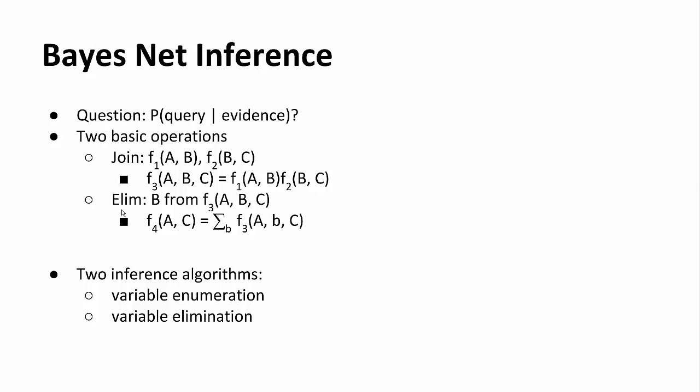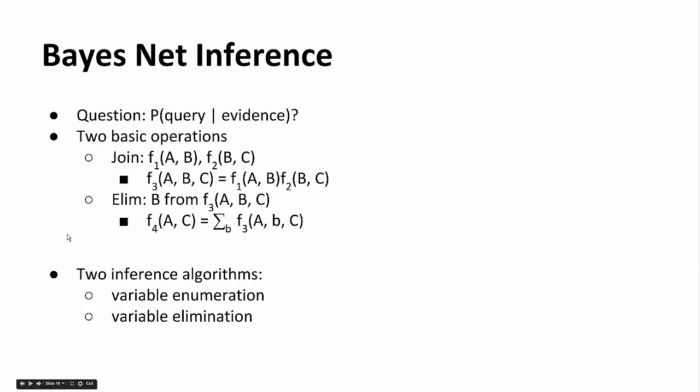The second operation is eliminate, where you start with some factor and you eliminate a variable from that factor. So just starting with the F3 that we found above, if we wanted to eliminate the variable B from that factor, we would end up with a new factor that no longer depends on B because we eliminated it. The way that we would eliminate it is we just sum out over all instantiations of B from that factor. Okay, so say we had an entry for plus B and an entry for minus B. Well, we would sum those up, and then we would have something that depends on A and C. Okay, so these are the two basic operations we're going to be working with.